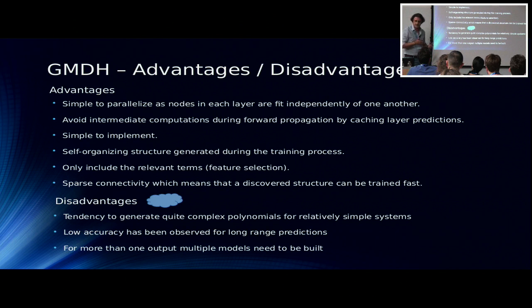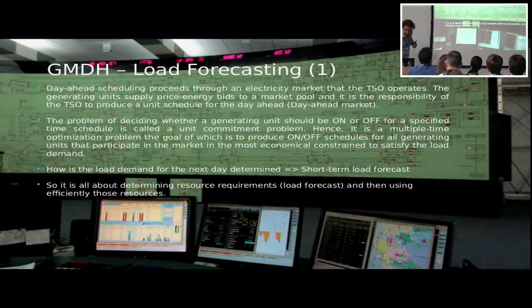Now the model has some advantages and some disadvantages, of course. The advantage is that it's a very simple model to construct, and it's also very computationally efficient, because each node in every layer is trained independently of the other nodes. It's easy to parallelize. So I only have 2 minutes, so I will skip to the second part of the presentation, which is how we can use this.